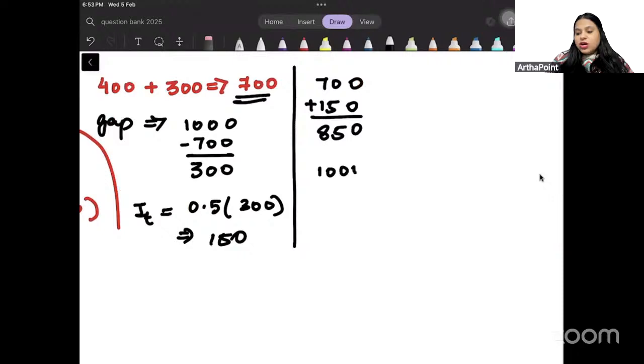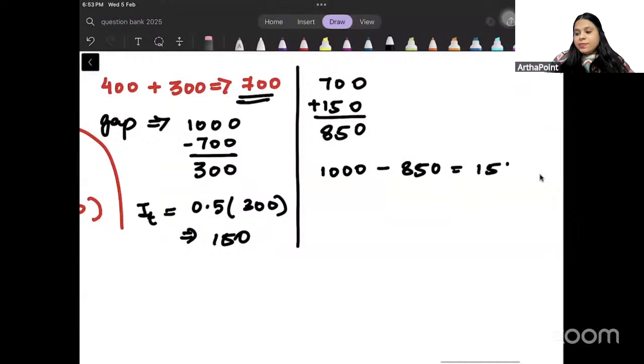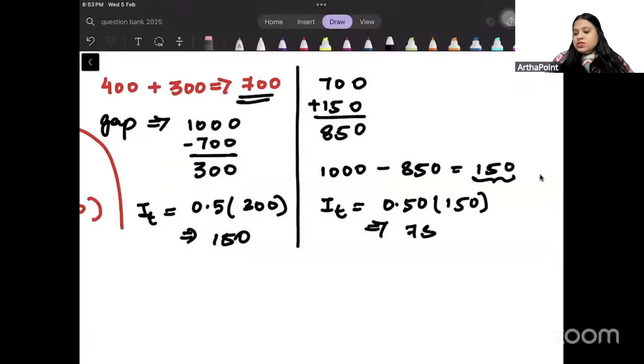I want to reach 1000 minus 850. So this will be 150. So how much will I invest next year? 50% of this. So this will be 75. So every year you're trying to cover some part of the gap of desired and last year's output. वो हमारा यहाँ पे, this is what we are trying to do. ठीक है?